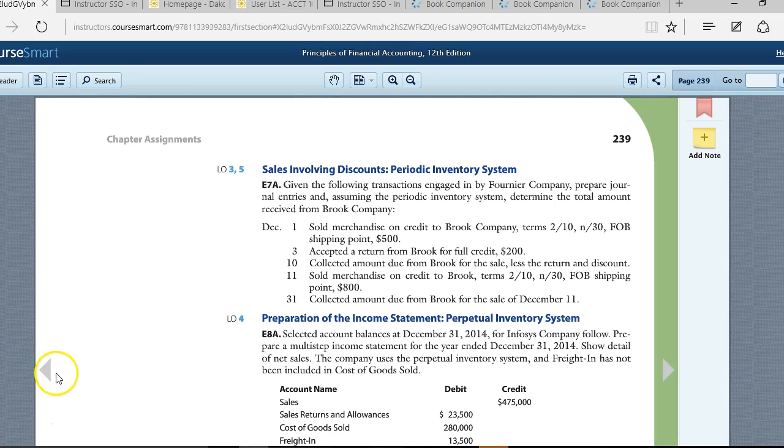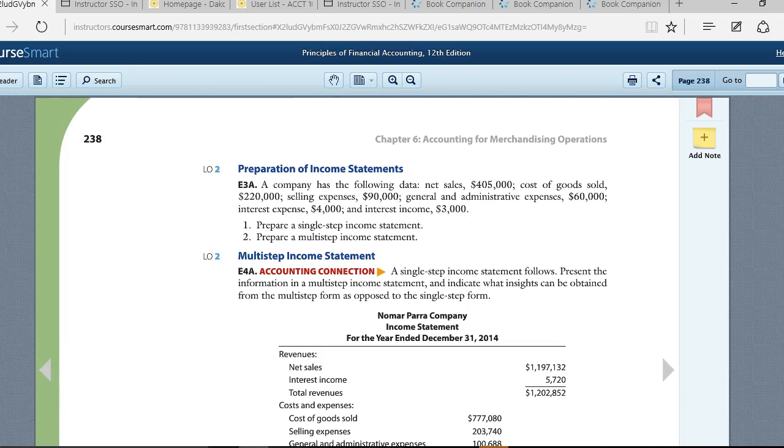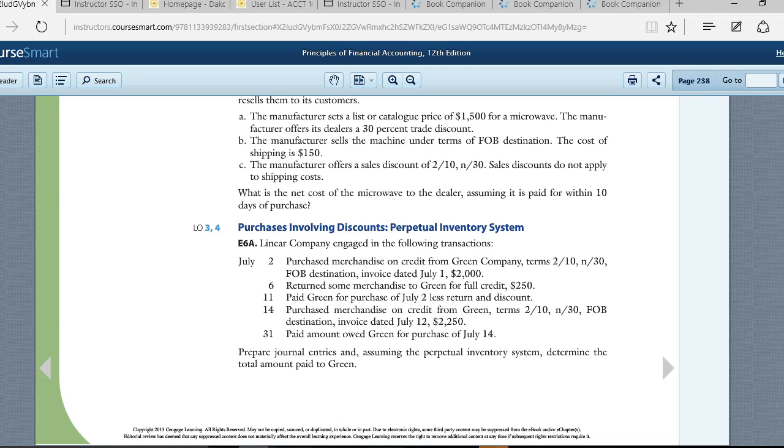Okay, so let's go back and finish that. I wasn't going to, but it's okay. Prepare journal entries. It says there, determine the total amount paid to Green. We add the two cash. The two cash is how much we paid Green.